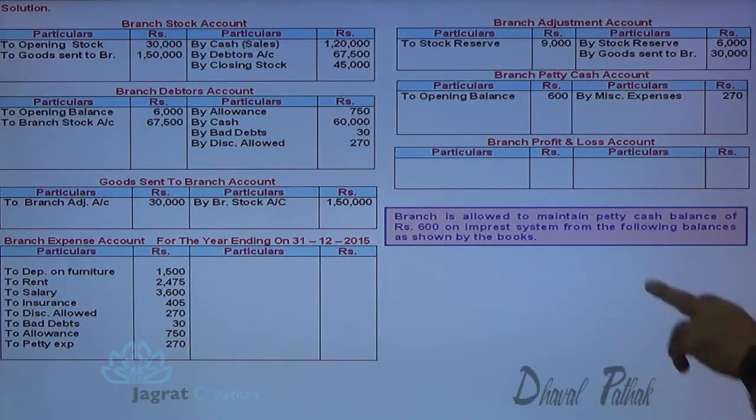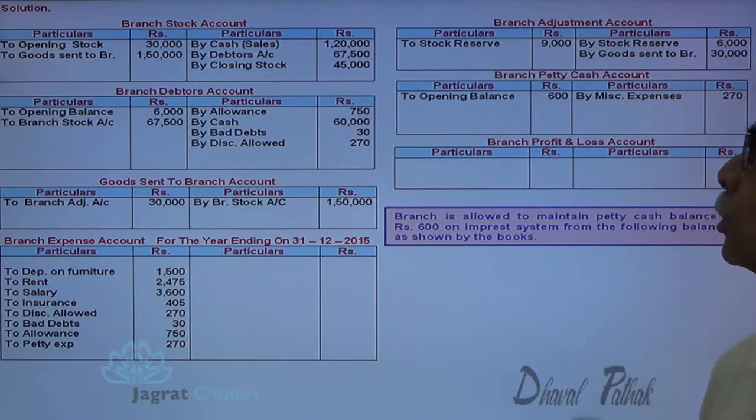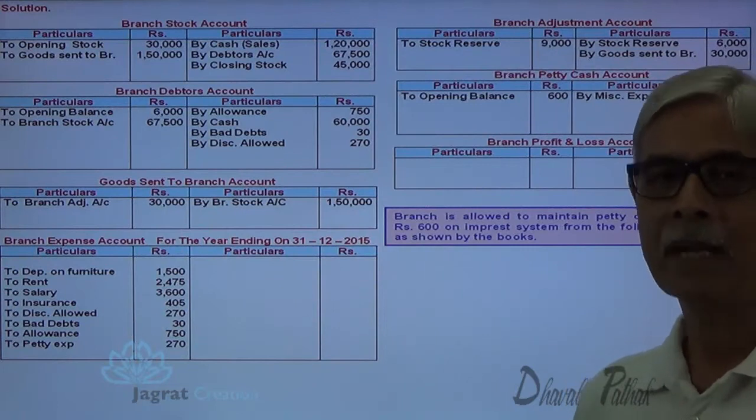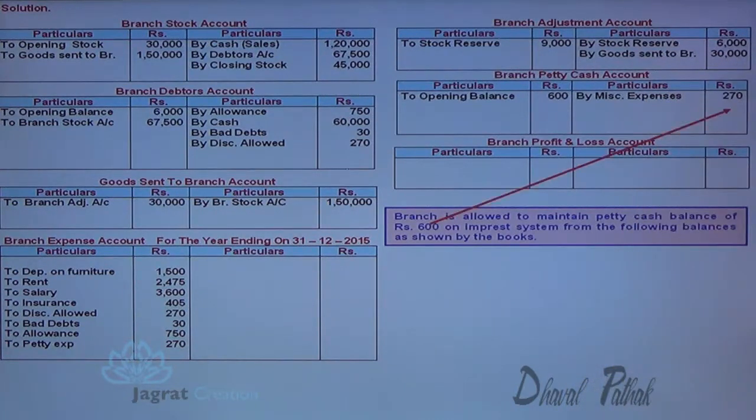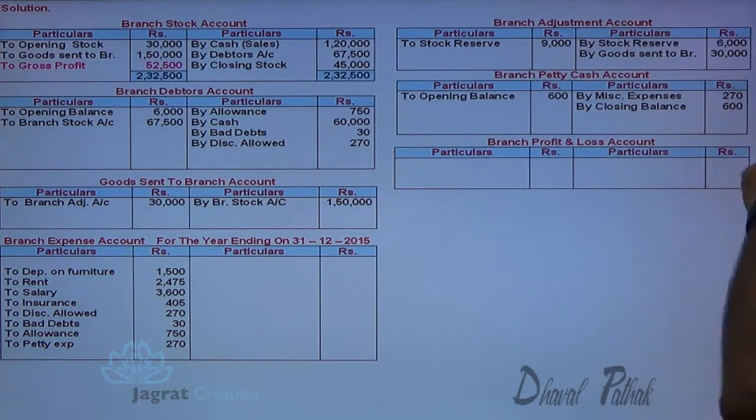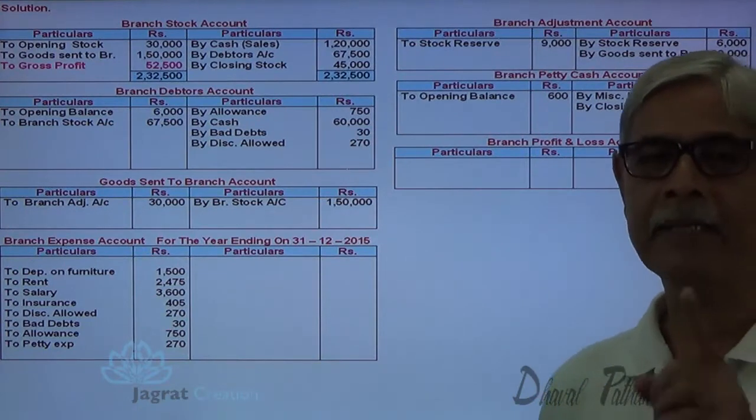Now, branch is allowed to maintain a petty cash balance of 600 under the imprest system. So, opening balance and closing balance is same. So, closing balance of branch petty cash is 600. This implies that branch has spent 270 rupees petty cash during the year.